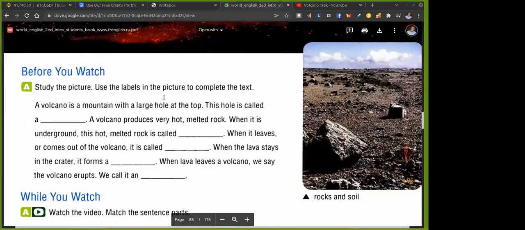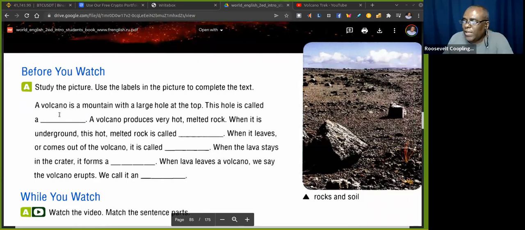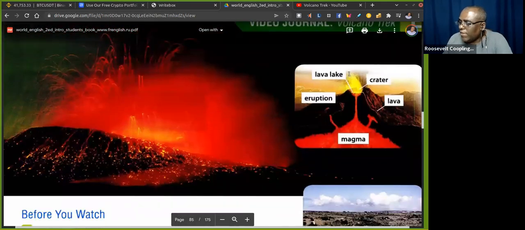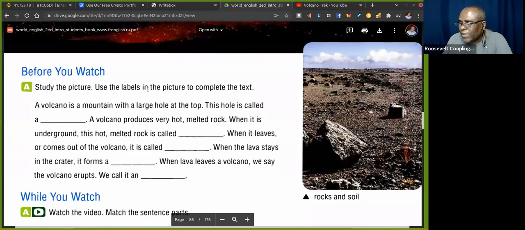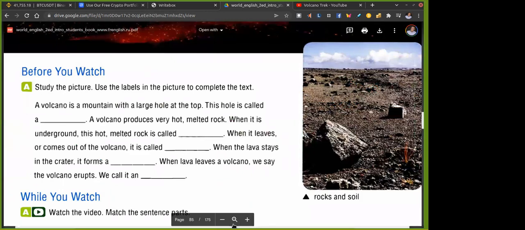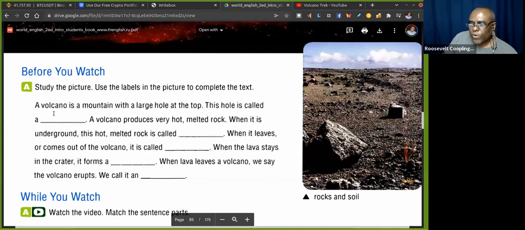Okay. Right. So you take that way. For example, here, if we look at this information, lava lake, crater, lava, magma, eruption, and then we can complete here. We can complete and then try to put the correct words in the place. Is that okay? Okay. So, for example, can you read this passage, please?